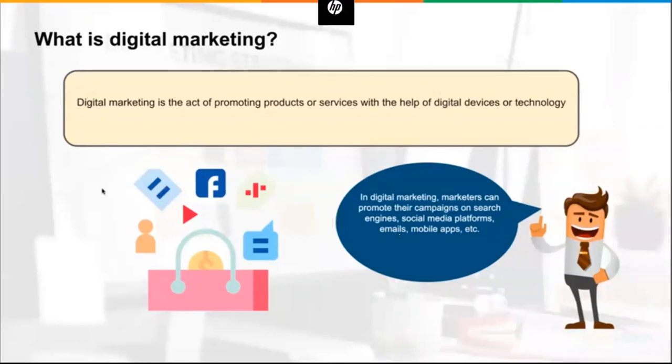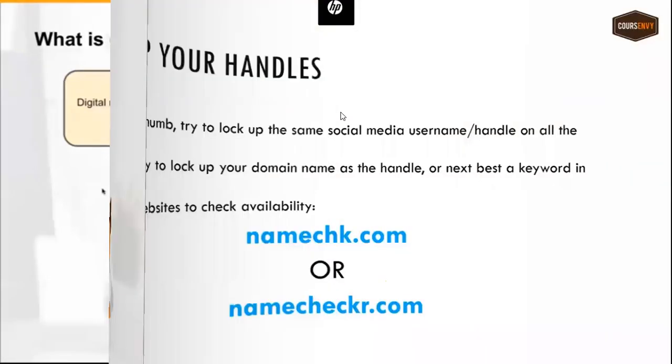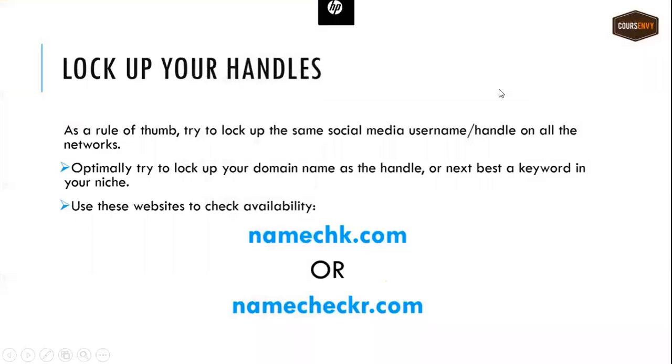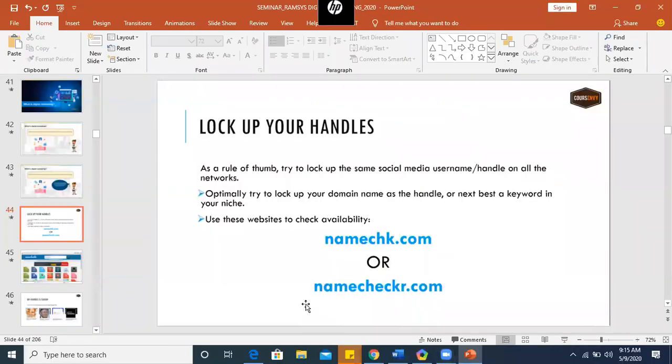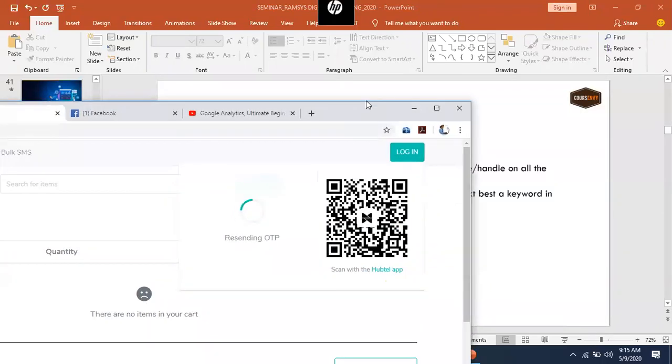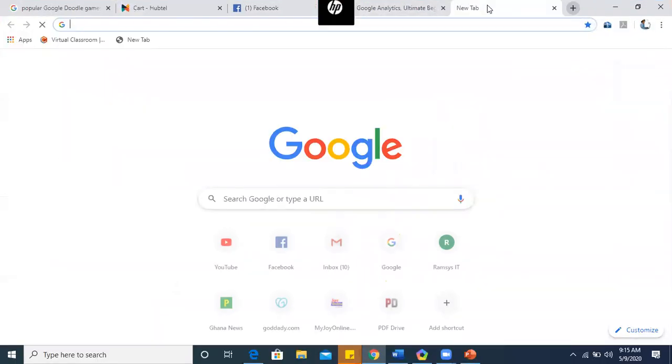How do you do that? So let's start. Number one thing you can do is start by locking your handle, okay? And how do you lock your handle? You go to, so, can you see my screen? Can you see my screen? Yes, you can see.